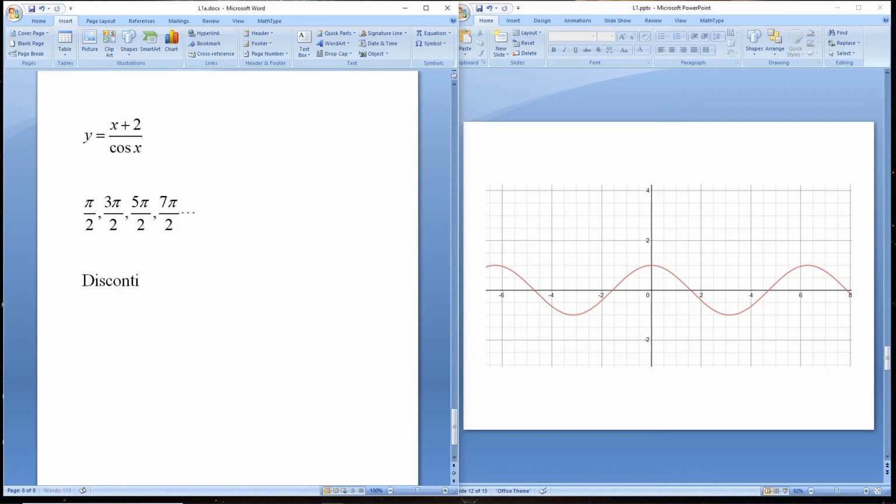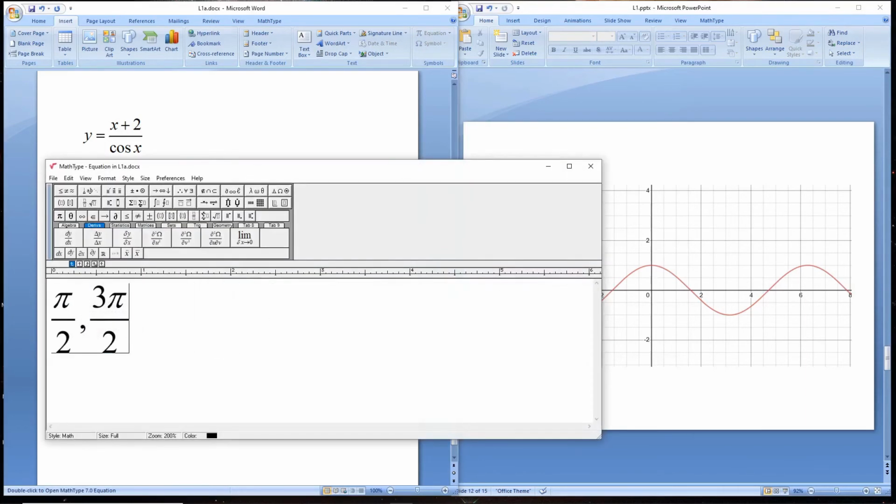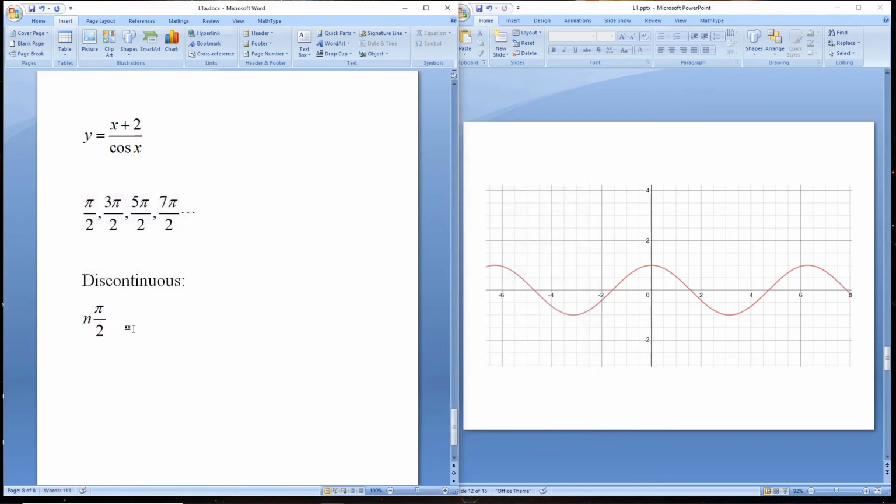So we would say that this is discontinuous to indicate all of these values. We would then throw an n in here. And we would say this is discontinuous for n times pi over 2, where n is an odd integer.